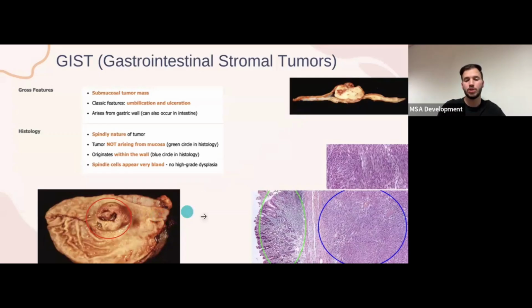On histology, as you can see, it's spindle shaped here and here. We're having some spindle shapes, so this tells us that this is a gastrointestinal stromal tumor. Also here, this green circle tells us that this tumor is not arising from the mucosa, it's arising from the gastric wall, and it originates within the wall, as you can see here. And we have spindle cells, we've mentioned that.